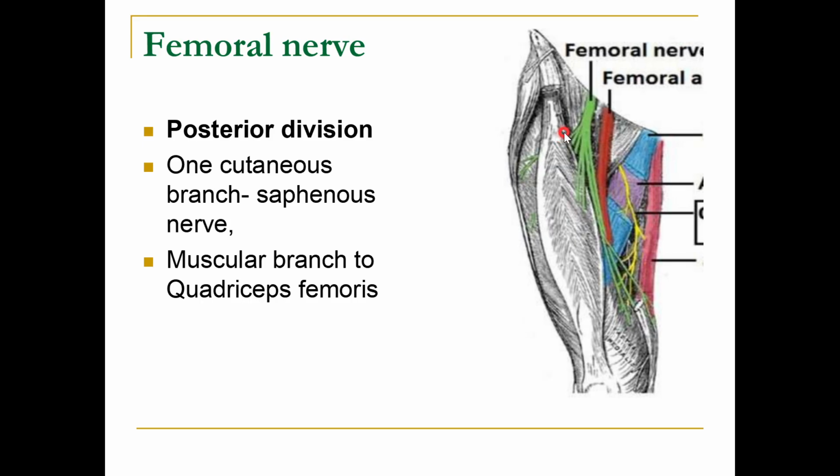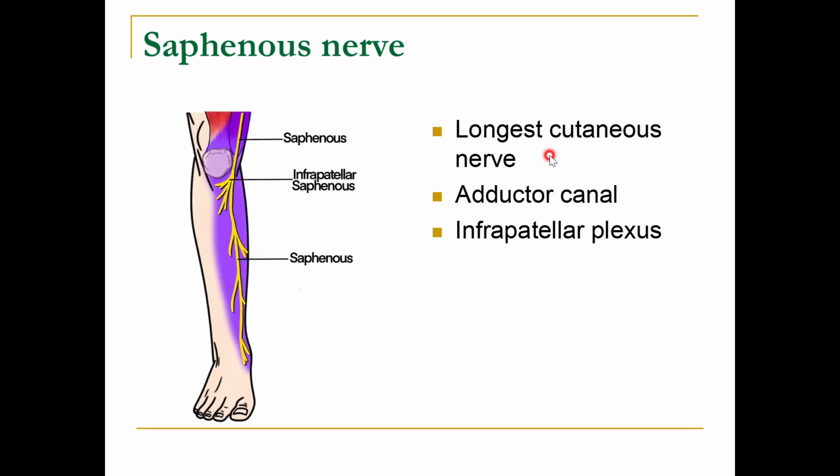Coming to the posterior division, in posterior division there is only one cutaneous nerve, that is the saphenous nerve, and then you have the muscular branches. There are four branches to the quadriceps femoris. So the four muscles of the quadriceps femoris are vastus medialis, vastus lateralis, vastus intermedius and rectus femoris. The saphenous nerve is the longest cutaneous nerve, which is a branch of femoral nerve.